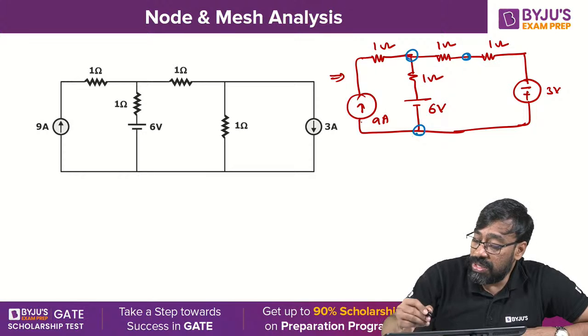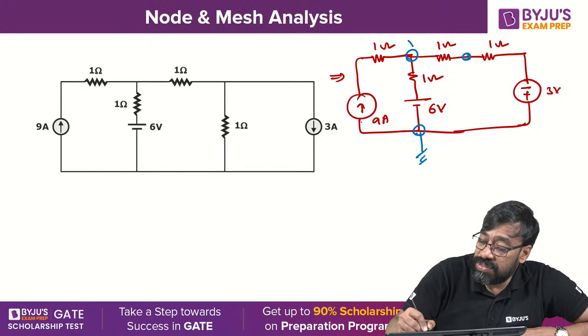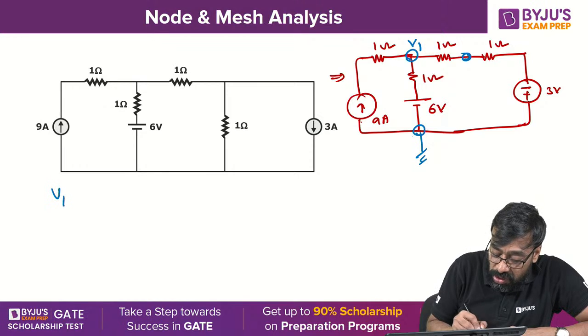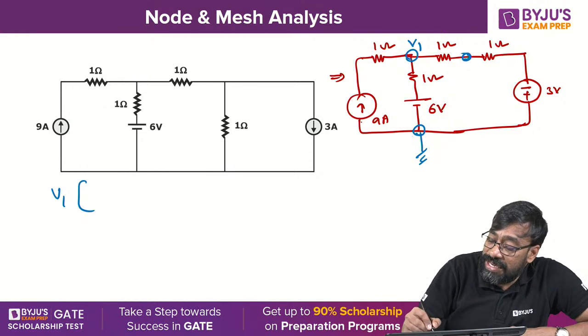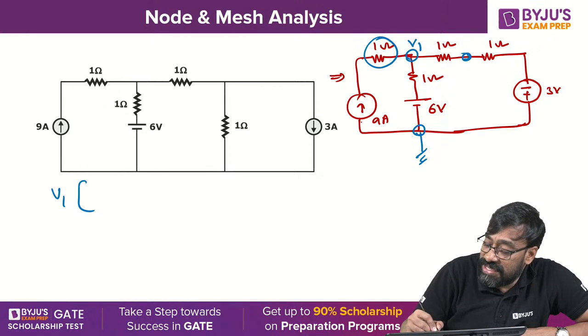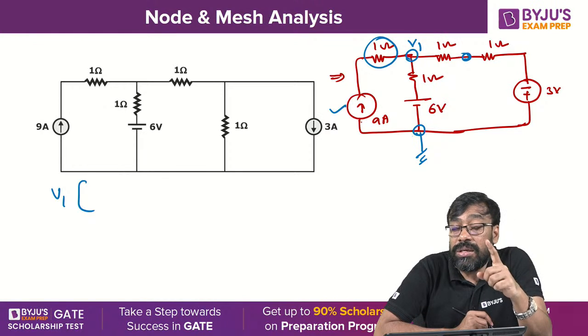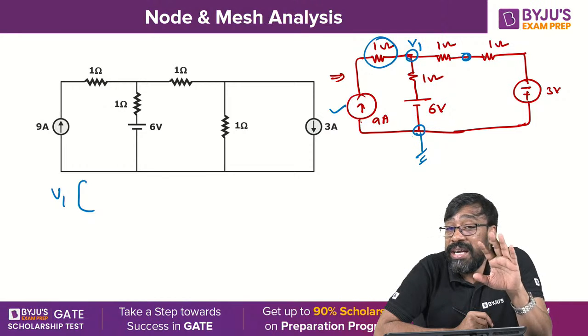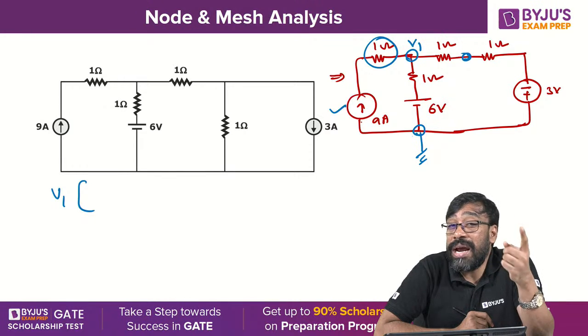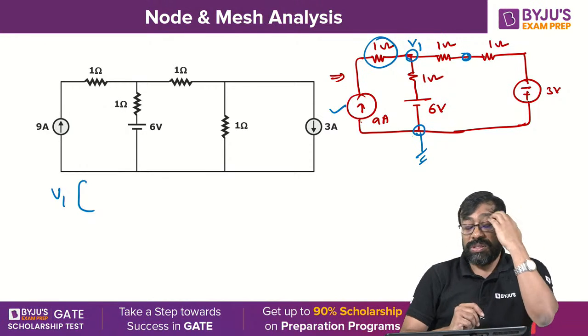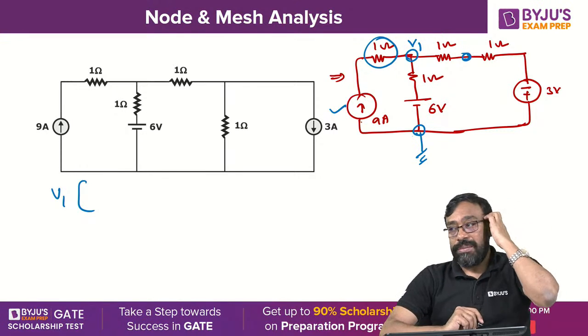Well, so now this is 0, this is V1, and we'll come back to this later. So what is V1? I can't take this 1 ohm because it is in series with the current source. Any element in series with an ideal current source can be neglected. Yesterday we discussed this point. Any element in series with an ideal current source can be neglected. Any element parallel to an ideal voltage source can also be neglected. You understand? Okay.